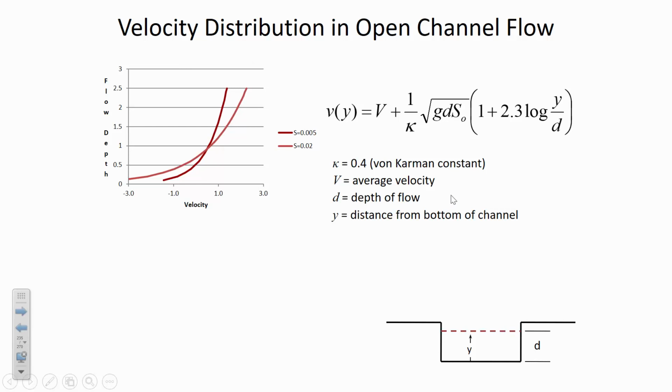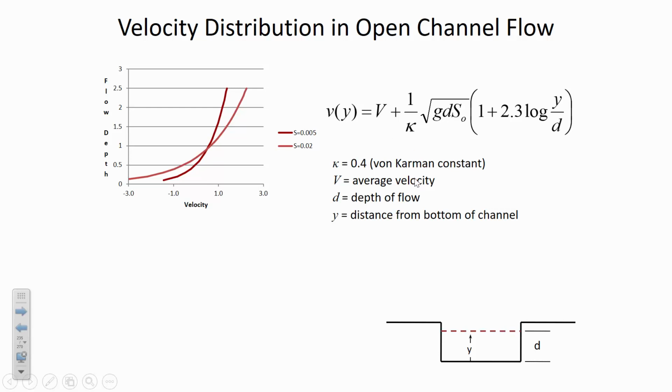Now, this function is a little bit weird because it'll actually produce negative velocities at the extreme. And of course, that doesn't make any sense, that at the bottom the water would be going the opposite direction. And so this function is really only useful for predicting the velocity at maybe the upper 4/5 of the water column.